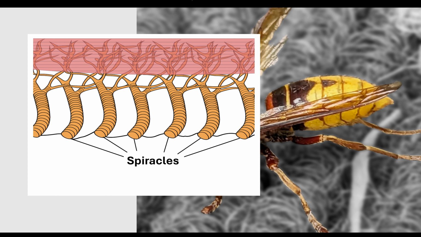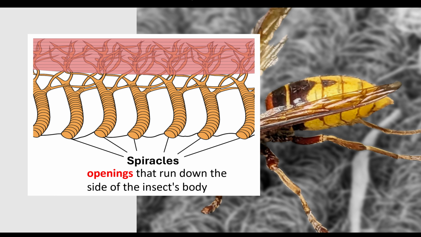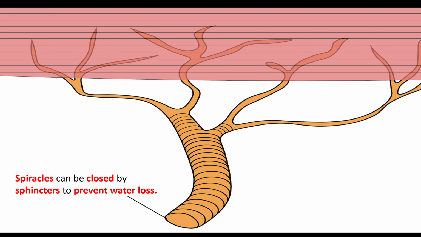So we're going to start with all the way along the abdomen and thorax. We will find these spiracles. Now the spiracles are basically openings that run all the way down the side of the insect's body. Those spiracles can be opened, or they can be closed, and they're closed by sphincters. And those sphincters, when they close, help to prevent water loss.